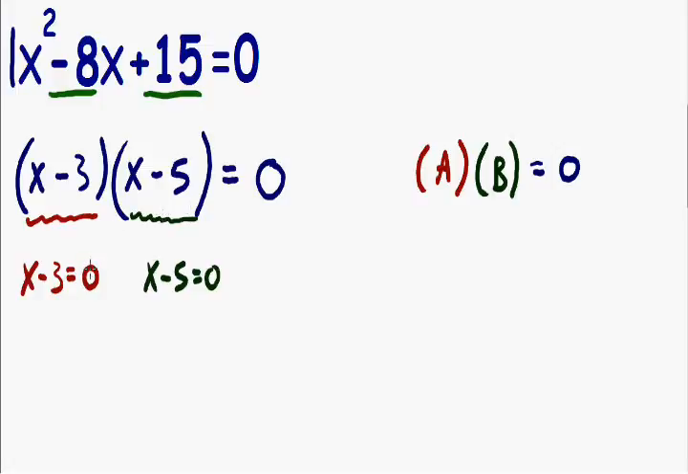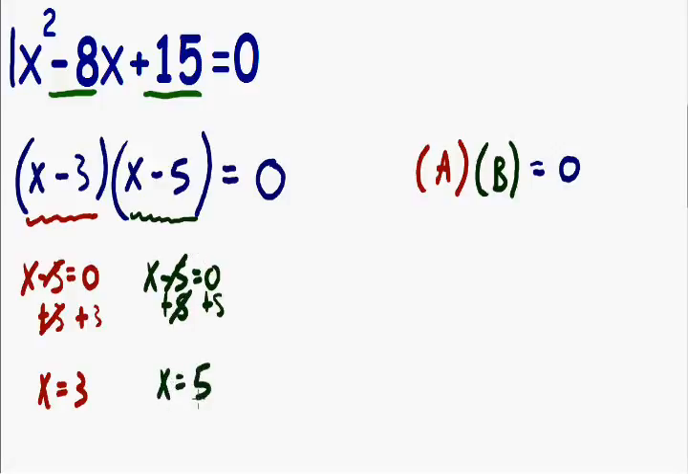And now we just need to solve for x. Here in this red equation, if we just add 3 to both sides, the 3's cancel on the left side, and we have x is equal to positive 3. And here in this green equation, if we just add 5 to both sides, the 5's cancel out, and we have x is equal to positive 5. So we have two solutions for this quadratic equation. x is equal to 3, or x is equal to positive 5.